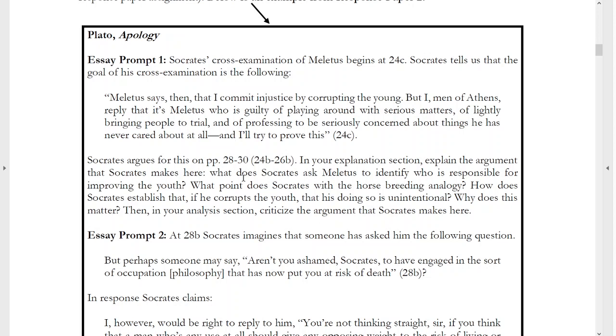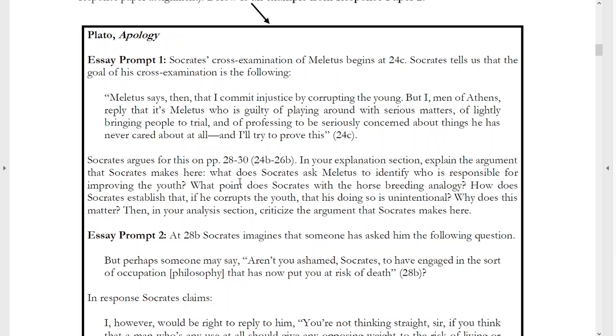I should say, why does Socrates ask Meletus to identify who is responsible for improving the youth? What point does Socrates make with the horse breeding analogy? How does Socrates establish that if he corrupts the youth, doing so is unintentional, etc.? So there's a number of questions here. Now, what should you think about these questions?